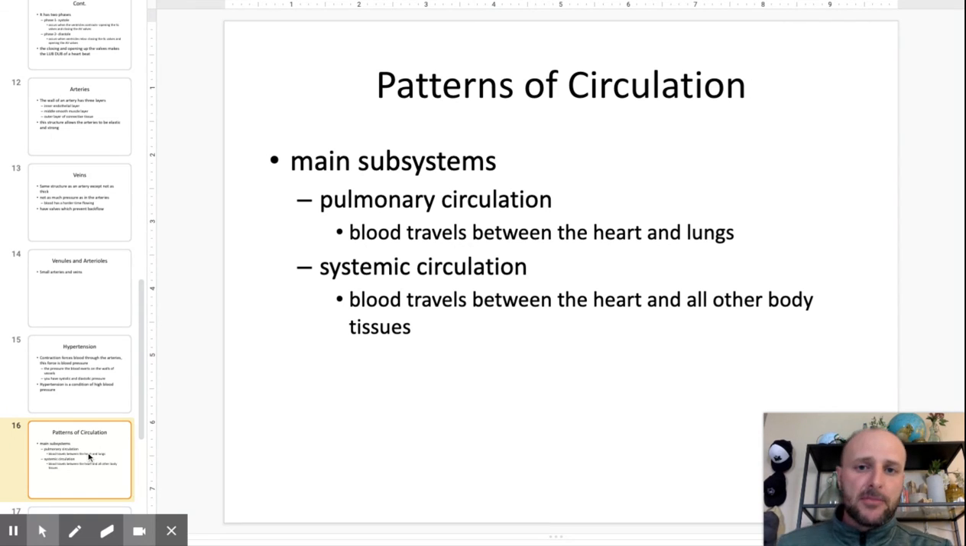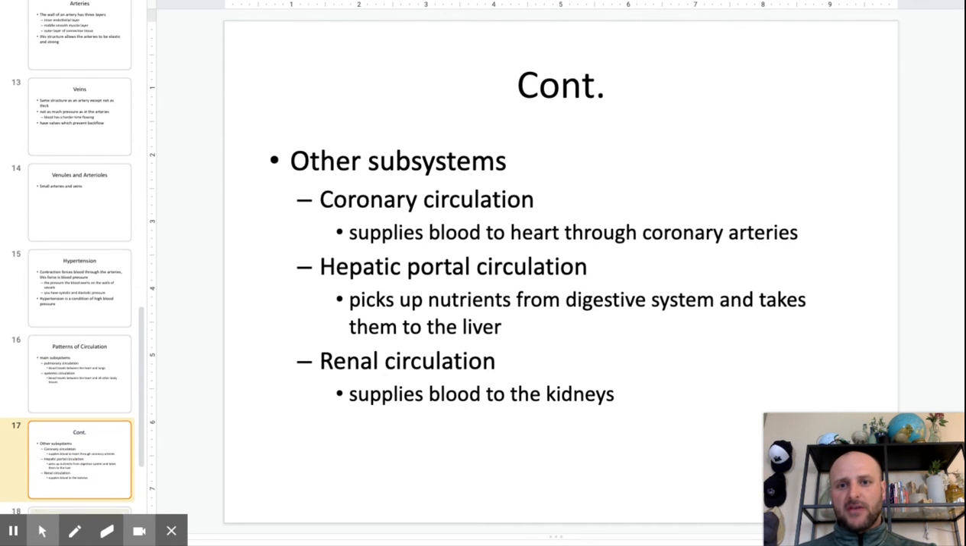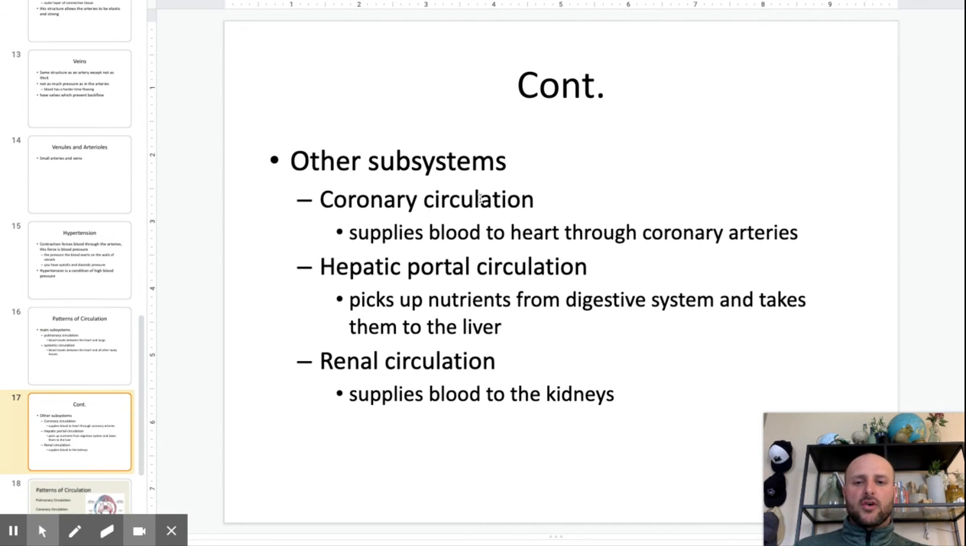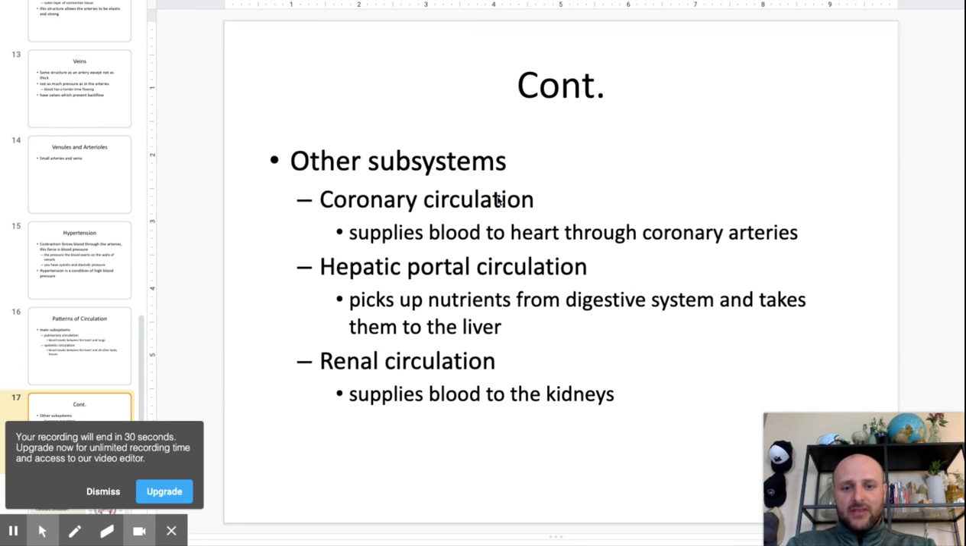This slide talks about patterns of circulation. The main one is the systemic circulation. This is the heart pumping blood to the body. Then you have the pulmonary circulatory loop, which is blood getting pumped to the lungs and back. There are also some other subsystems. The coronary circulation is simply when the heart pumps blood out and then it returns right back to the muscles that make the heart, excuse me. It returns right back to the heart itself, giving it energy.